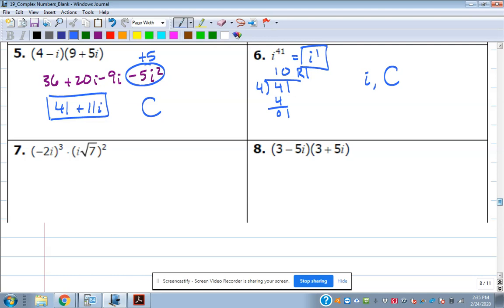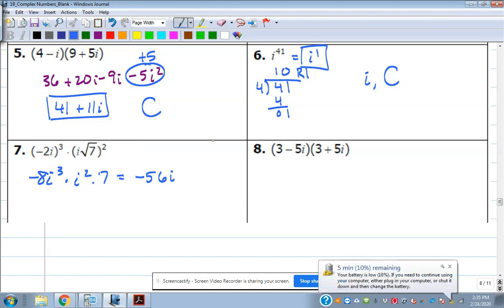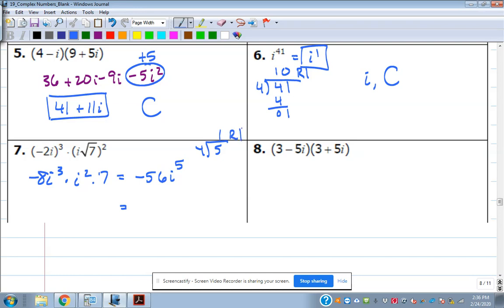Number 7. What's it mean to cube negative 2i? Yeah, multiply it out 3 times. Negative 2 times negative 2 is positive 4 times negative 2 is negative 8. I to the third. When I square I radical 7, that's going to give me I squared times 7. Remember when you square a square root, what happens? Square root goes away. And then we multiply that together. Negative 8 times 7 is negative 56. I to the what power? 3 plus 2 is 5. And 5 divided by 4 goes one time with a remainder of 1. So that's going to be negative 56i, which is imaginary and complex.